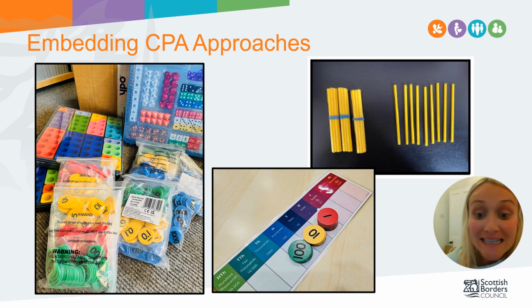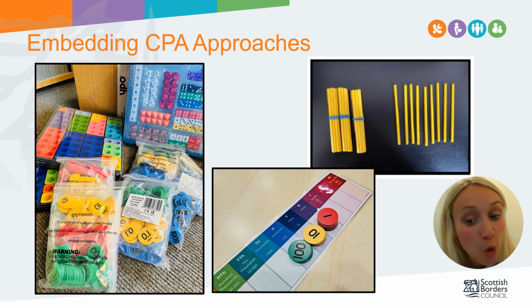So the C standing for concrete manipulatives, that could be real life objects, or it could be objects such as bundling sticks or Numicon or place value counters. The P standing for pictorial approaches, so that could be number lines, that could be part whole diagrams, bar models, and then the A standing for the abstract part of that approach.